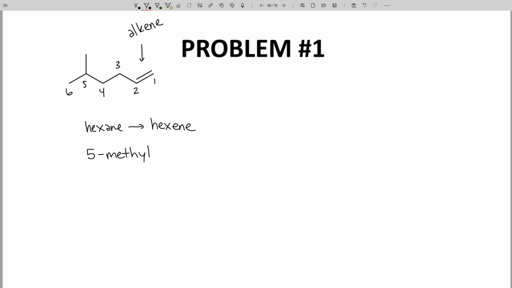So now, how do we give the number for this alkene? The alkene resides on carbons 1 and 2. Well, we're not going to give both of those numbers. We're just going to give the lower of those two numbers. So this is going to be a 1-hexene. What does the 1 refer to? The 1 refers to where in the hex chain our alkene is located. So let's write this full name. 5-methyl-1-hexene.